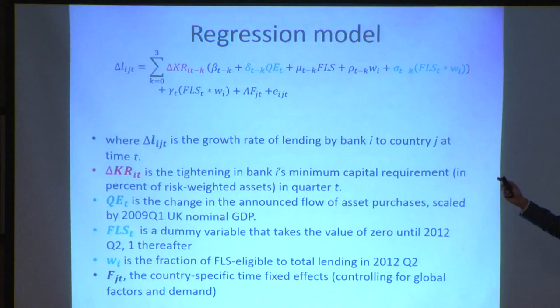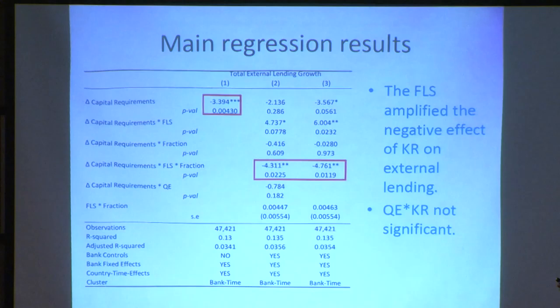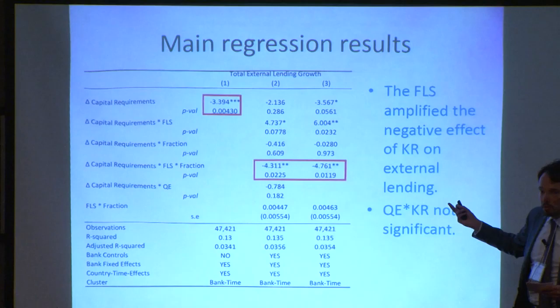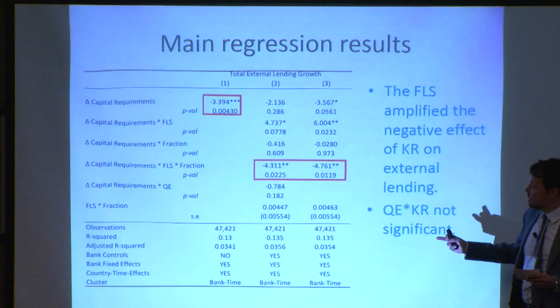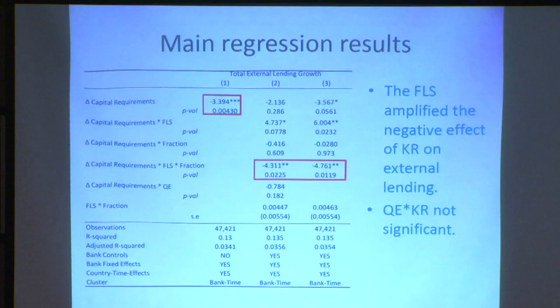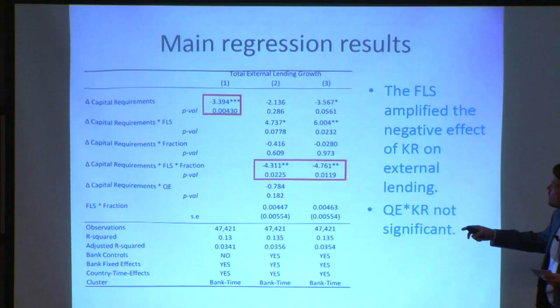A word on the results, which I've mentioned already. In the first column, it's just without the policy interactions, just the impact of regulation on external lending, confirming older literature. There's a negative effect, and to give an idea of the size of the coefficients, a 1 percentage point increase in capital requirements will reduce external lending growth by 3.3 percentage points over a 1-year period. And then the other columns show our main results, that indeed the FLS had an amplifying effect on this negative external effect of capital requirements, whereas the QE interactions here in column two don't turn out to be significant.